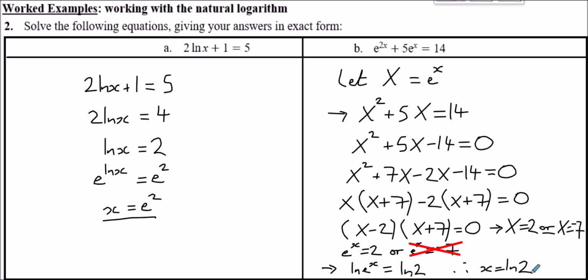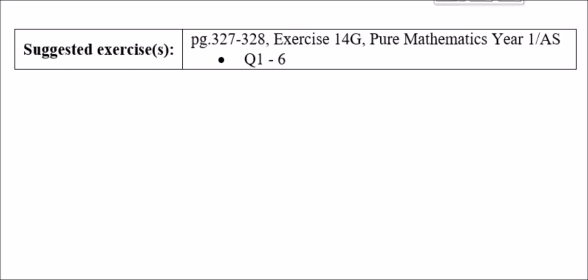So now as ever, everybody, it's over to you to try some. So here's the suggested exercises on page 327. It's 14G in the blue algebra book. Just try questions 1 to 6. Work through them all diligently. Check your answers at the back. If you've made a mistake, try and see where you've gone wrong. If you're still unsure, please do drop me an email or leave me a question or a comment in the comment section of this video.